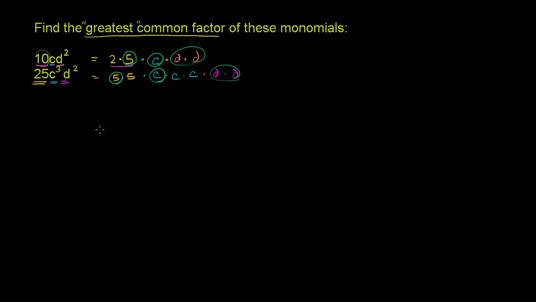So the greatest common factor of these two monomials is going to be the factors that they have in common. So it's going to be equal to this 5 times, we only have one c in common, times, and we have 2 d's in common, times d times d. So this is equal to 5cd squared. And so we can view 5cd squared as the greatest, but I'll put that in quotes, depending on whether c is negative or positive and d is greater than or less than 0. But this is the greatest common factor of these two monomials. It's divisible into both of them, and it uses the most factors possible.